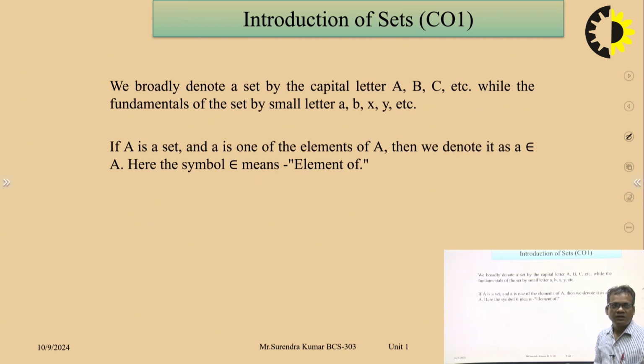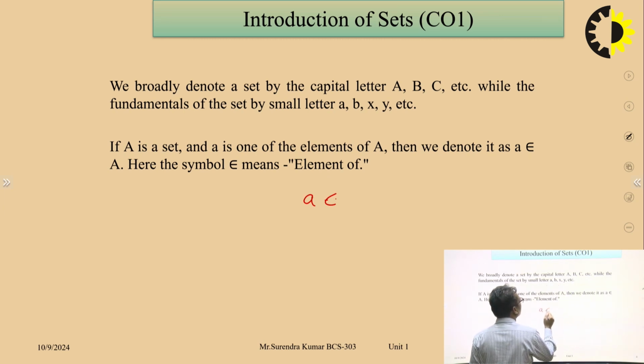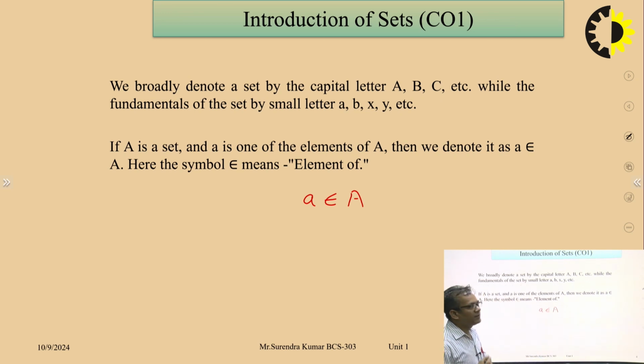So we broadly denote a set by the capital letters A, B, C, and the elements of the sets are denoted by the small letters like a, b, x, y, z. So if a set A and a is one of the elements of A, then we can denote it as a belongs to A. A belongs to set A. That means it's an element of set A.